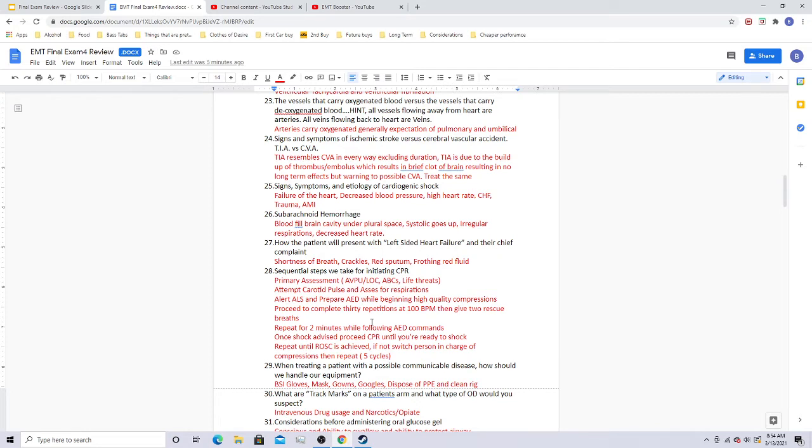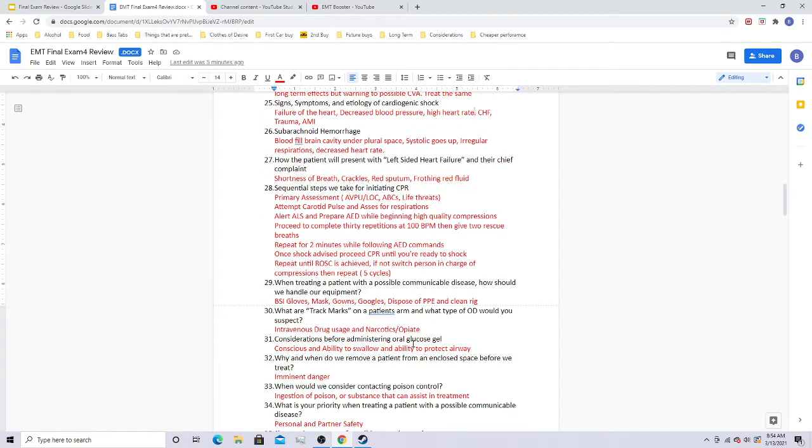When treating a patient with a possible communicable disease, how should we handle our equipment? BSI will be gloves, mask, gowns, and goggles. Dispose of PPE and clean the rig. Generally, a good rule of thumb is to always clean the rig, but be especially careful. Make sure you clean with antibacterial or antiseptic materials so that you can ensure that the next patient will not be exposed to a disease.